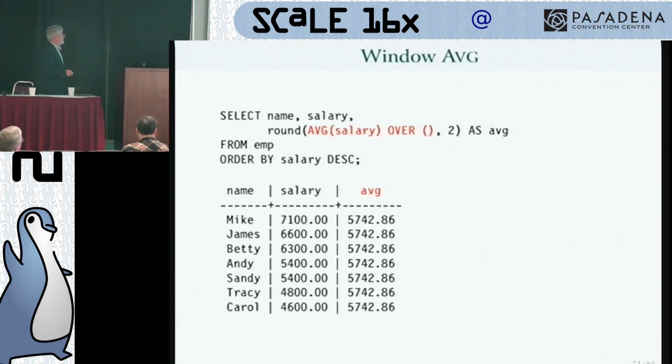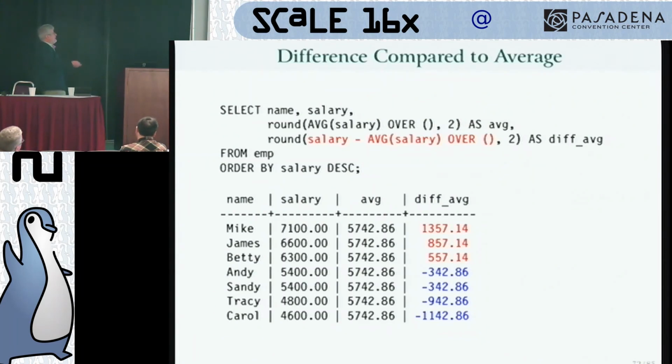Here's another one. This is a window function showing the average of each employee. Sounds useful, but again, it's the average on the same thing. What good is that? Well, as you might imagine, I can actually subtract the person's salary from the average, and everyone in red is above average in salary, and everyone in blue, unfortunately, is below average in salary. Kind of nice, right? Much easier to do this than try and do it in my application.